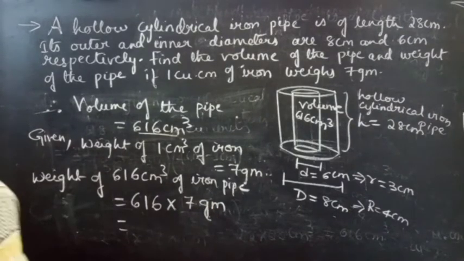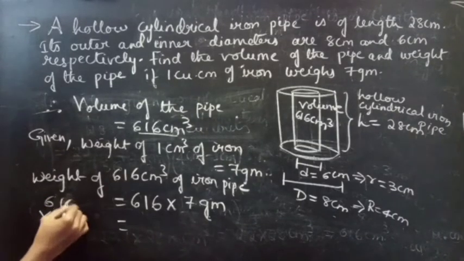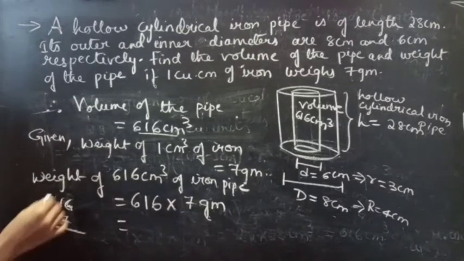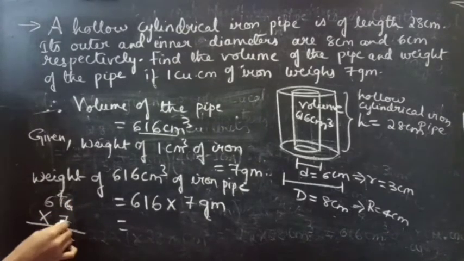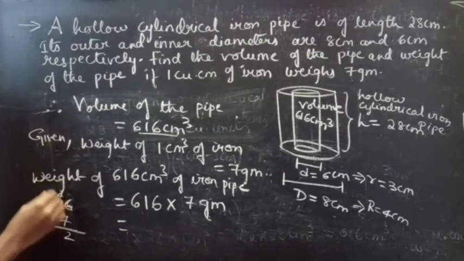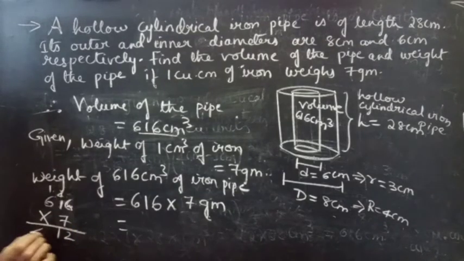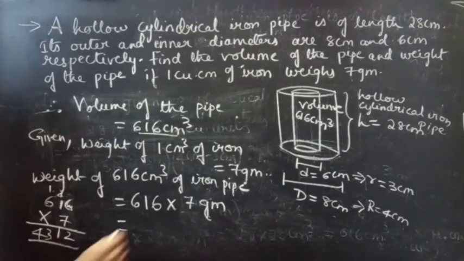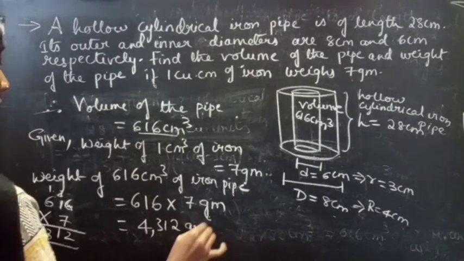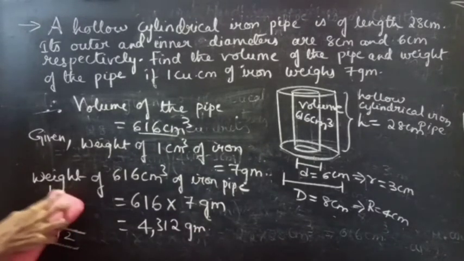So now 616 into 7. 7 6s are 42, 7 1s are 7, 7 plus 4 is 11, 7 6s are 42, 42 plus 1 is 43. So this equals 4312 grams. Okay, so now you can change the units to kilograms.